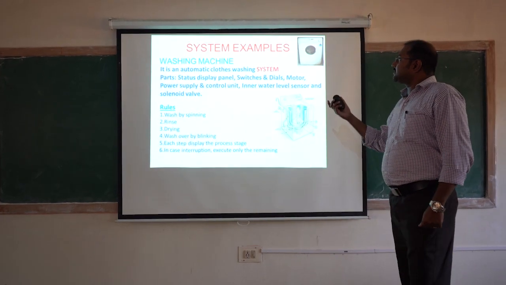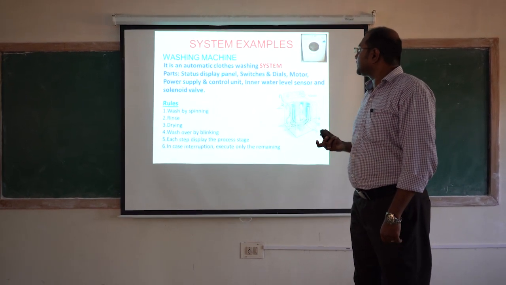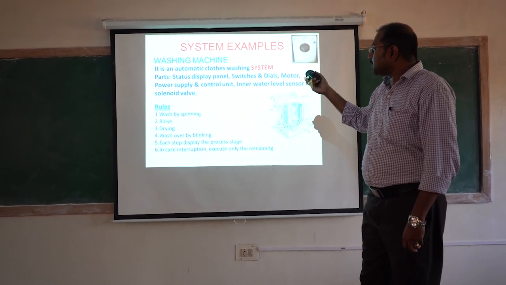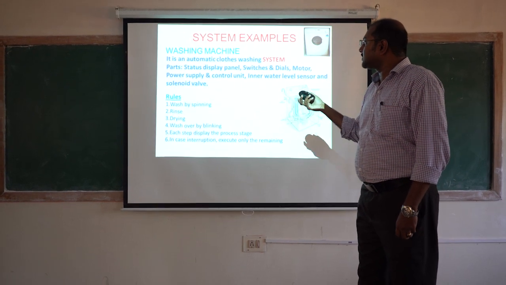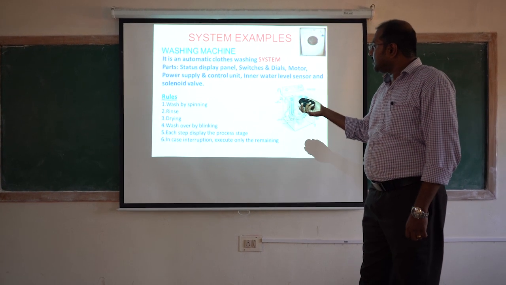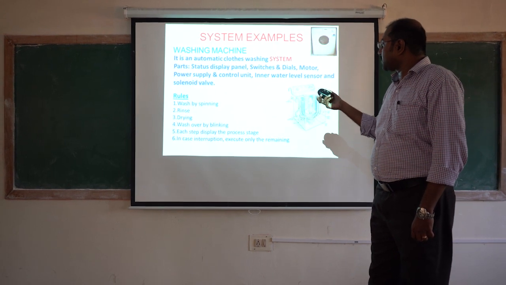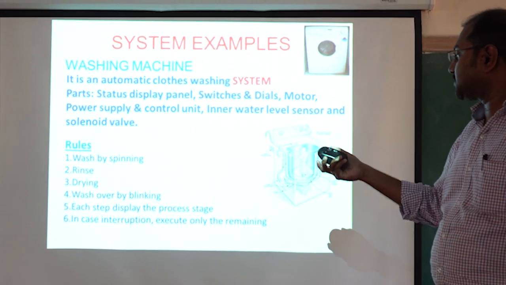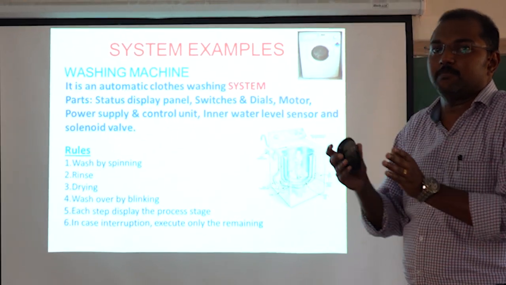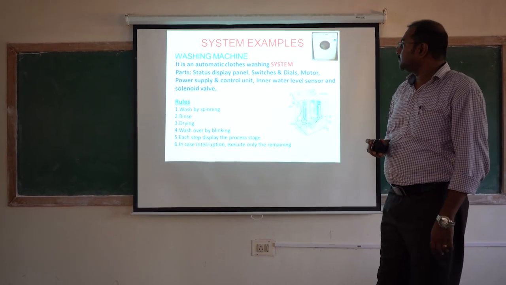Next, another example of a system is a washing machine. A washing machine is an automatic system that has some set of rules. The rules here are washing, rinse, drying, and then wash over by clothes, and at last each step displays the process stage, and in case of interruption it will execute the remaining. So some set of rules has been applied to that system. It is called a general system.